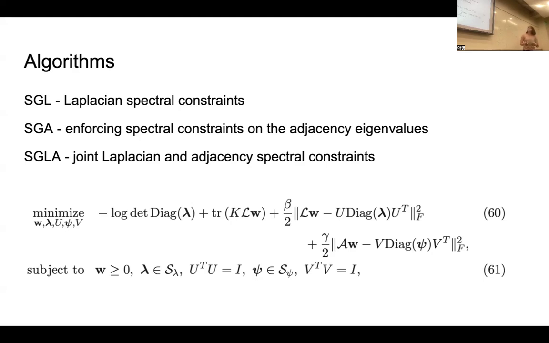So I guess we can extract a few things from this. I'm not going to define what every single variable means because it's a lot, but this is the Laplacian constraint and this is the adjacency constraint, and then we're just weighting it by beta over two, gamma over two. So yeah, this is their approach for SGLA, which is the joint Laplacian and adjacency constraints.